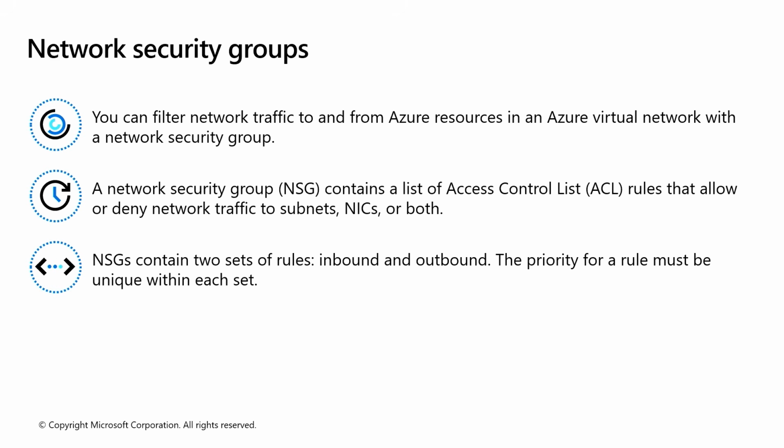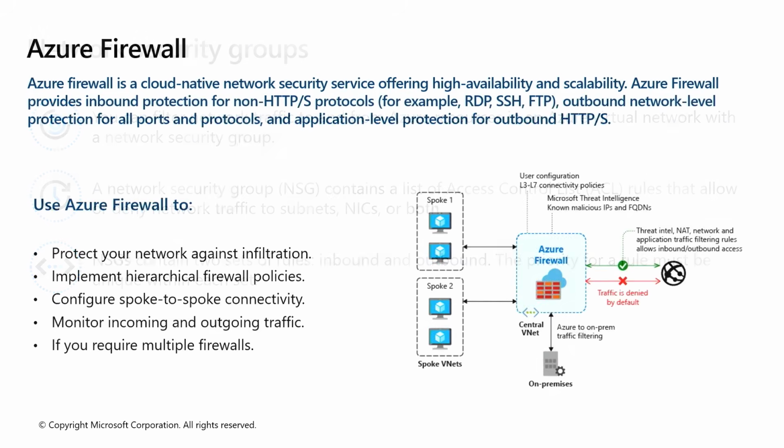There are some built-in rules that help us protect the network even if we haven't done any customized configuration. Network security groups are great when we just need basic filtration inbound or outbound from a NIC level or subnet level. But what about our virtual network, our entire network topology? That's where Azure Firewall plays a critical role.